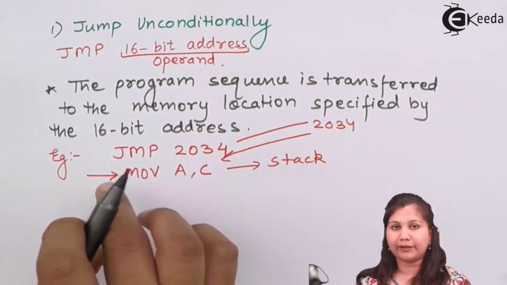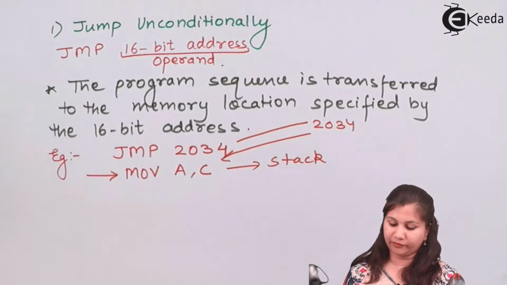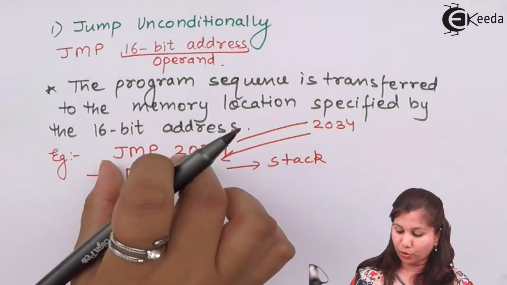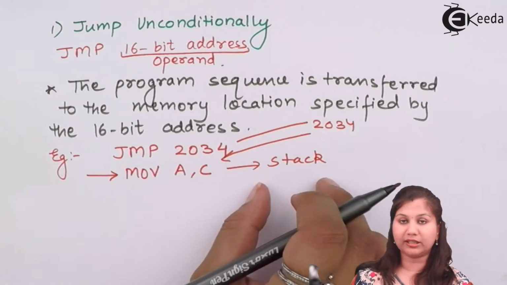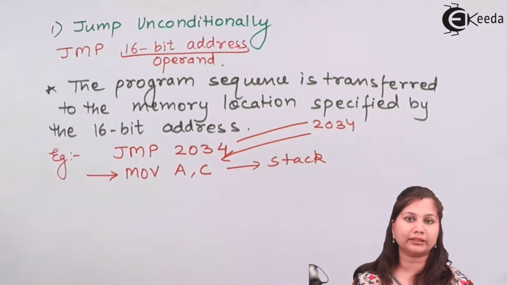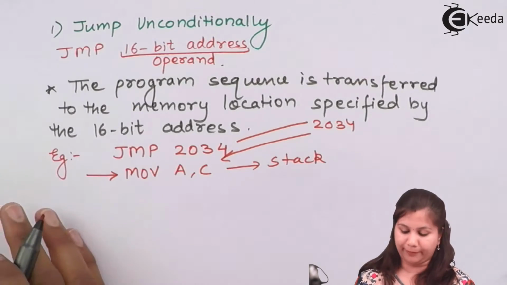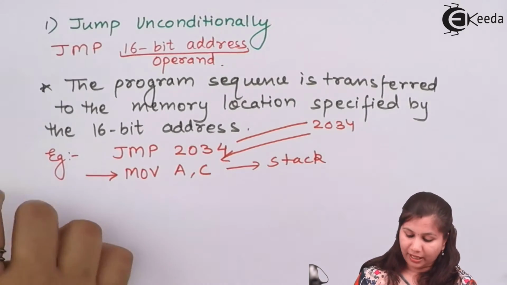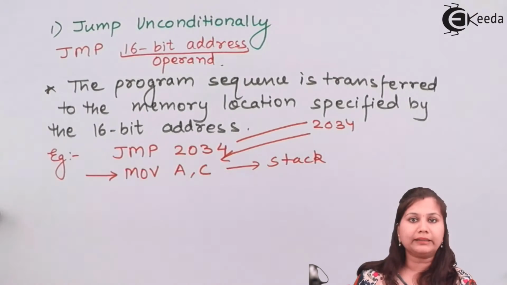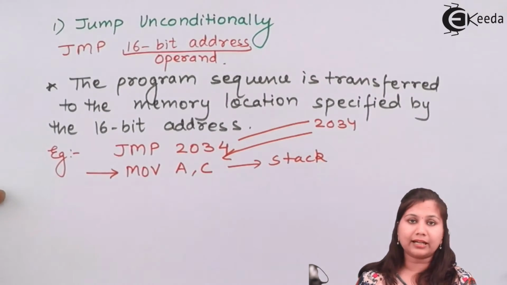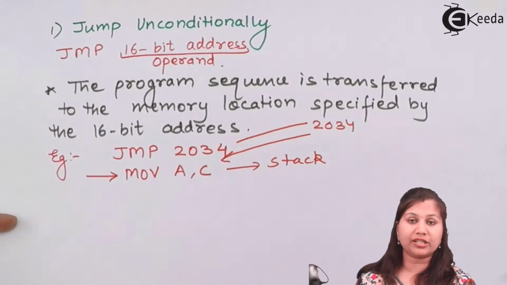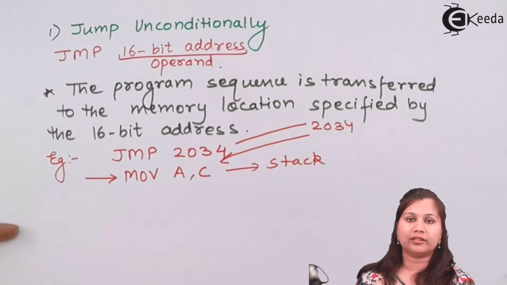So in this way, the microprocessor works whenever these branching instructions are written. It is going to store the address of the next memory location in the stack, so that it can resume the execution of the main program. Now this was unconditional jump. There is another instruction which is the conditional jump. In that, a condition will be specified, and only if that condition is satisfied, the jumping will be performed.